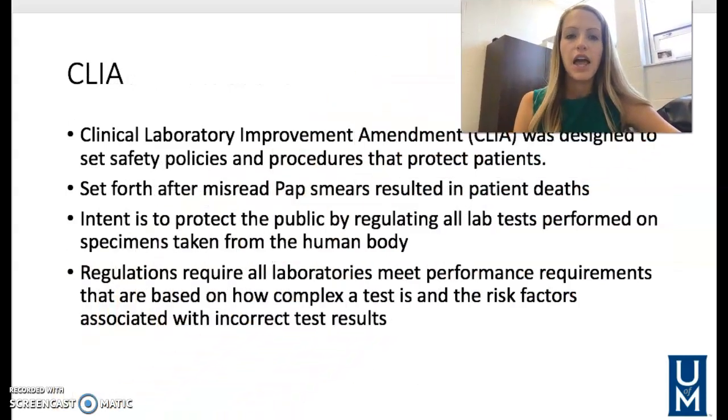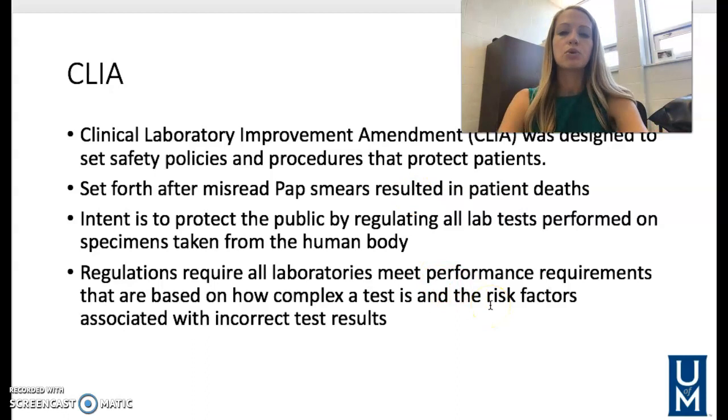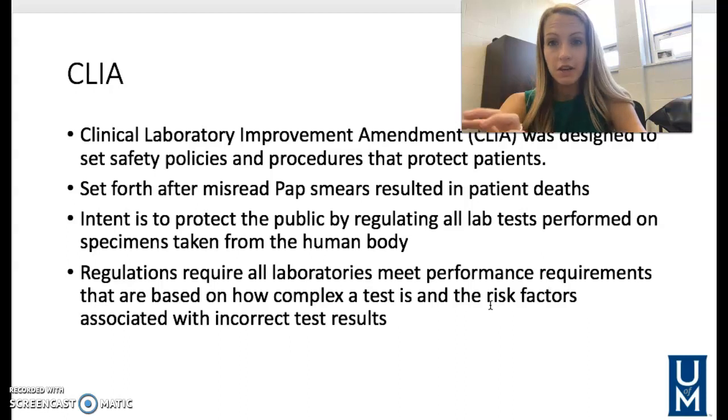Okay, so CLIA. This is the Clinical Laboratory Improvement Amendment. CLIA was designed to set forth safety policies and procedures to protect people. So previously, in the past, laboratory tests were not regulated, which is kind of scary. And this actually resulted in some patient deaths. They had some pap smears that were misread, and it led to patient deaths because they were misread.